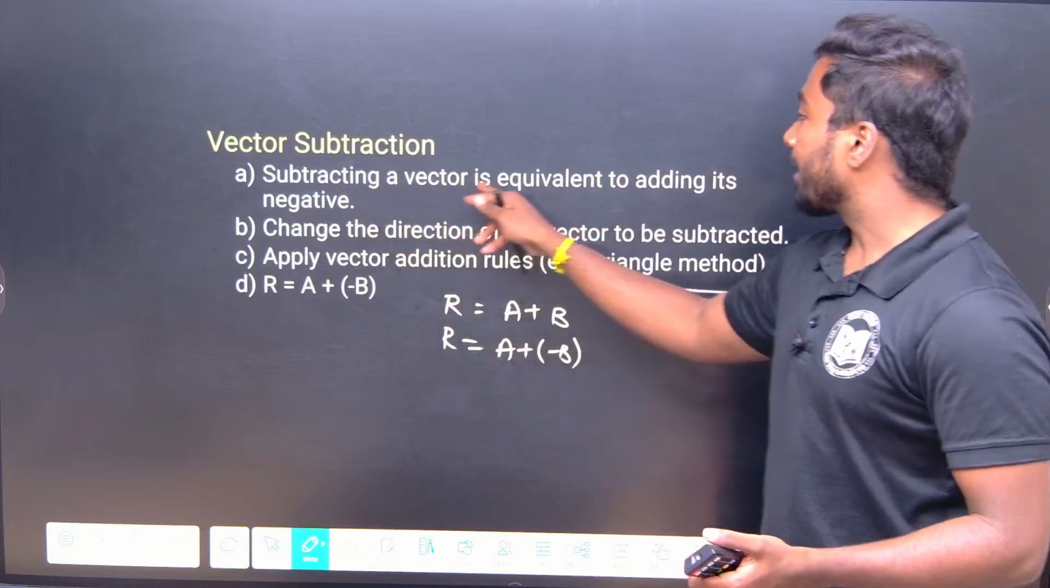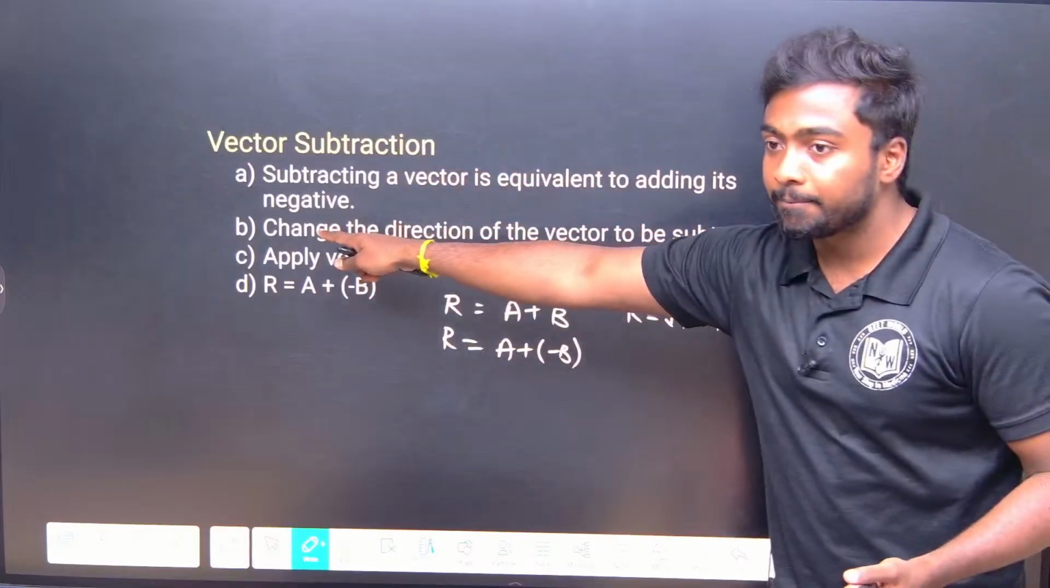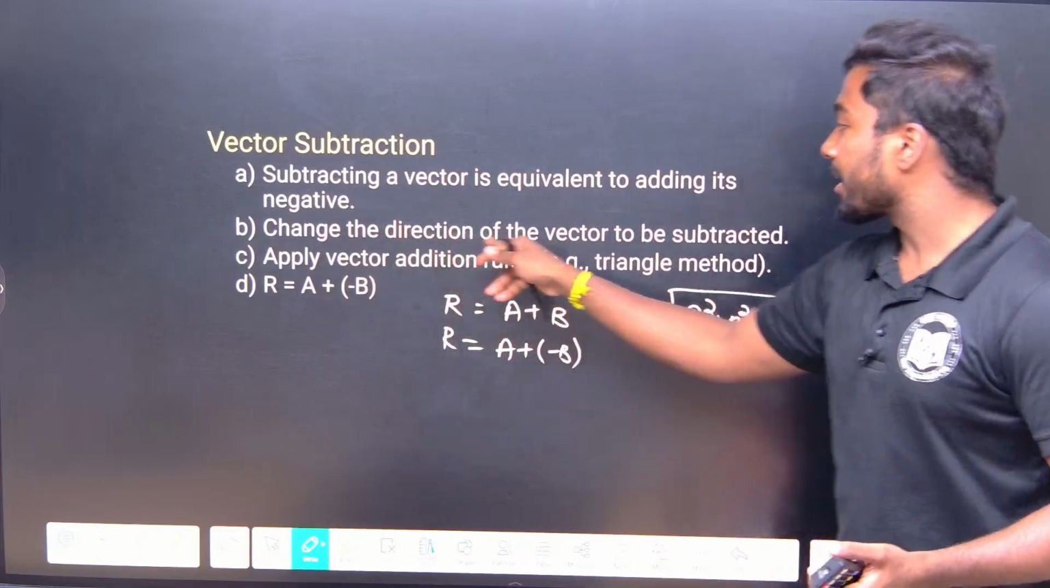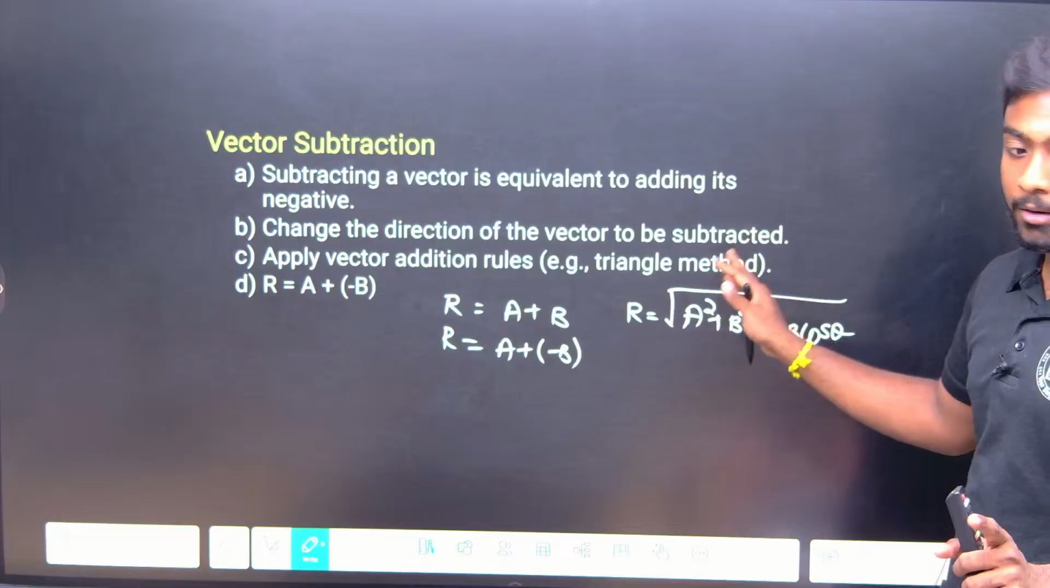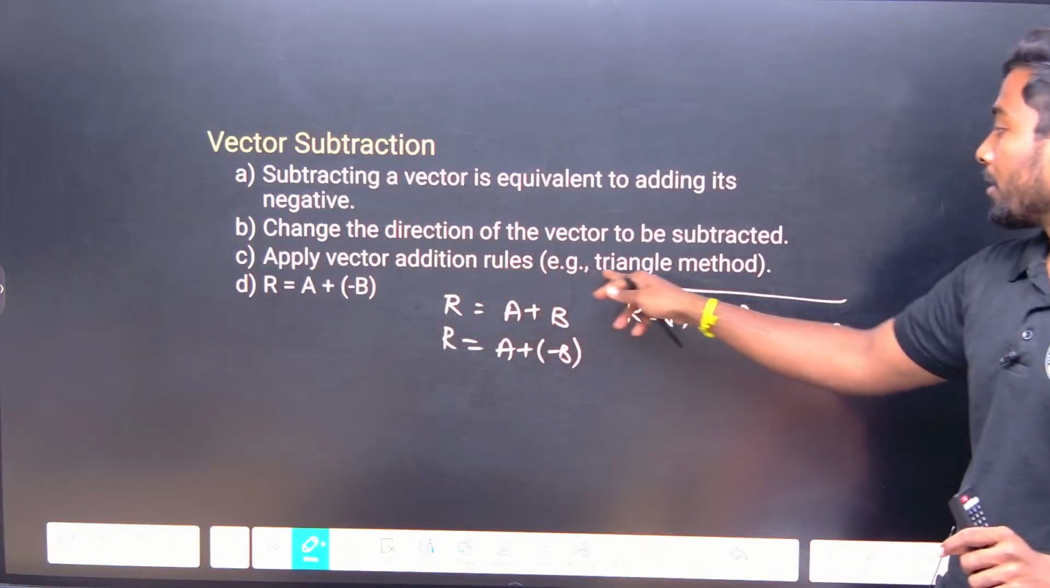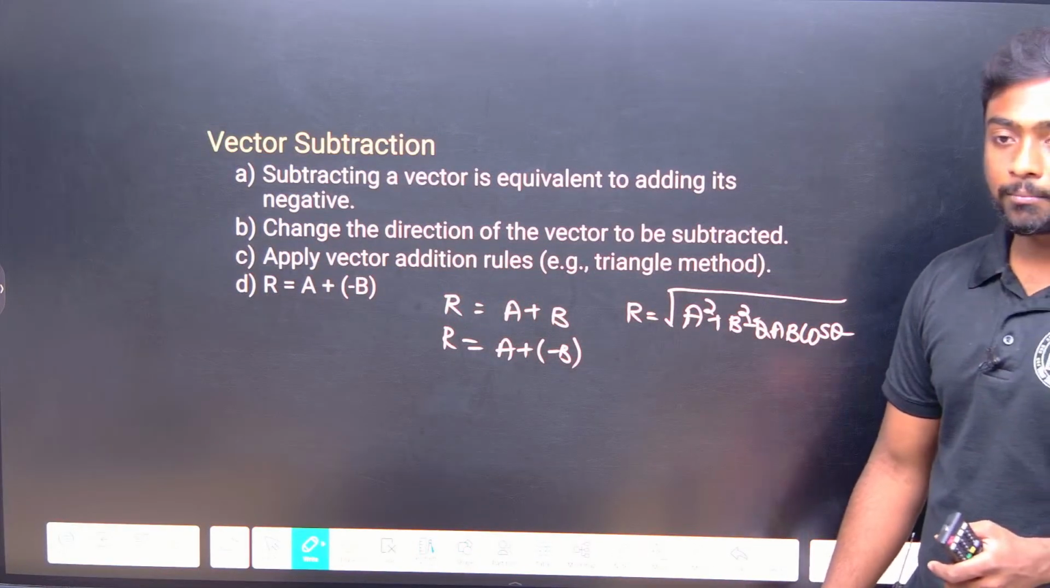So you can take this formula. So subtracting a vector is equivalent to adding its negative. Adding its negative. Change the direction of the vector to be subtracted and apply vector addition rule. Example, triangle method also we can use. Okay.